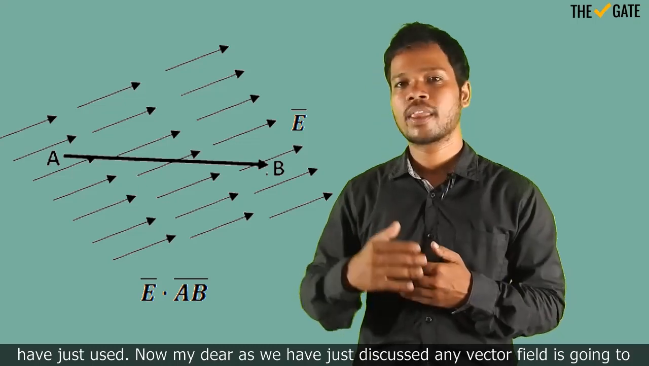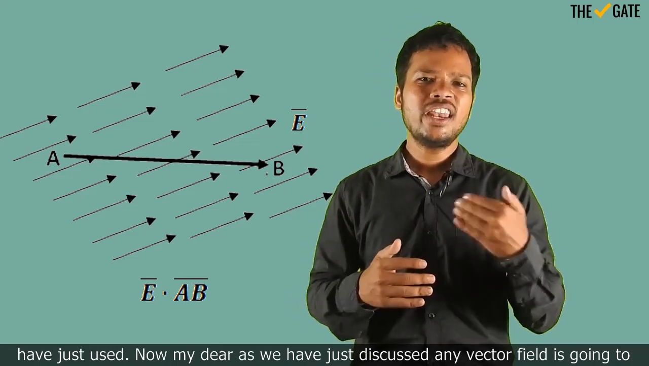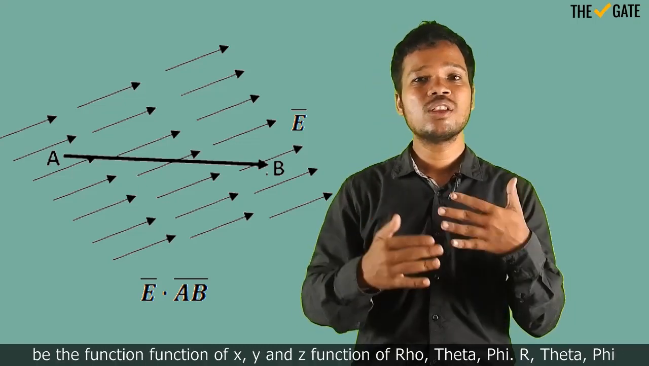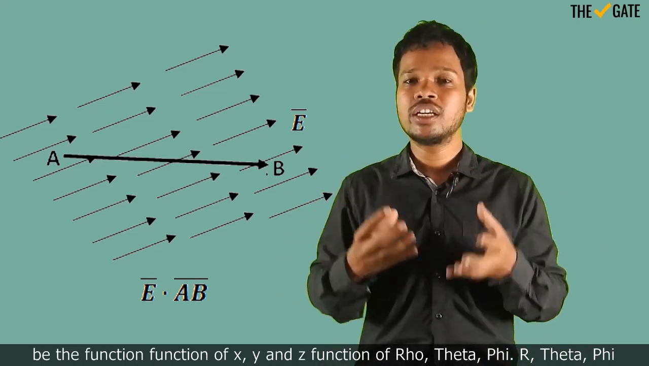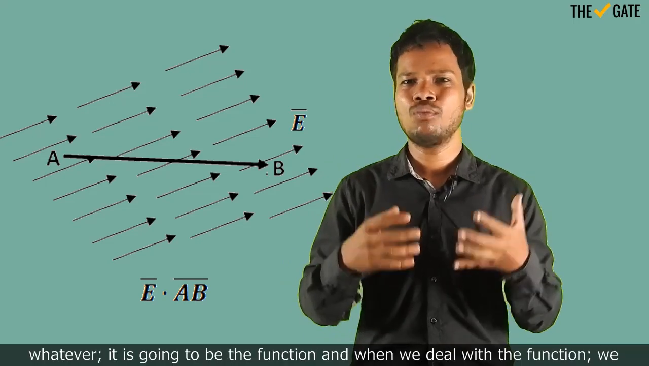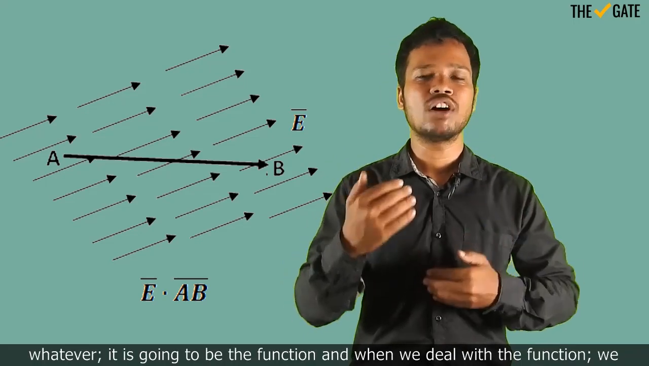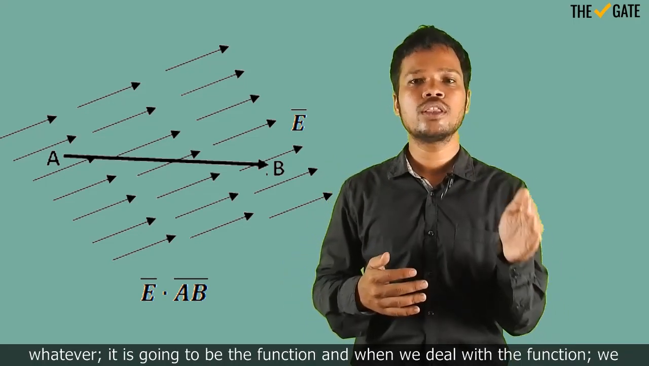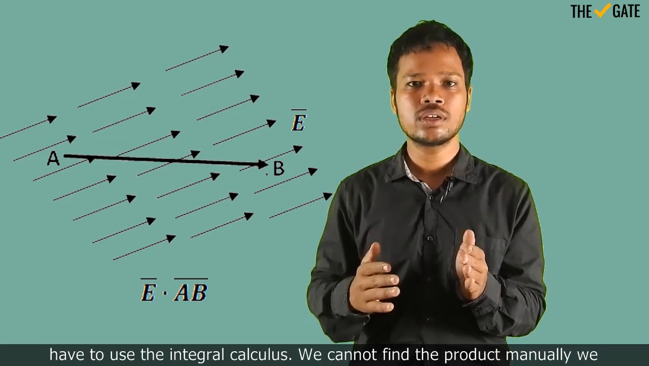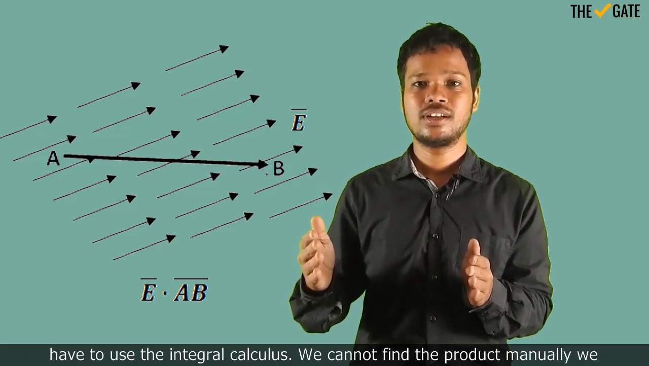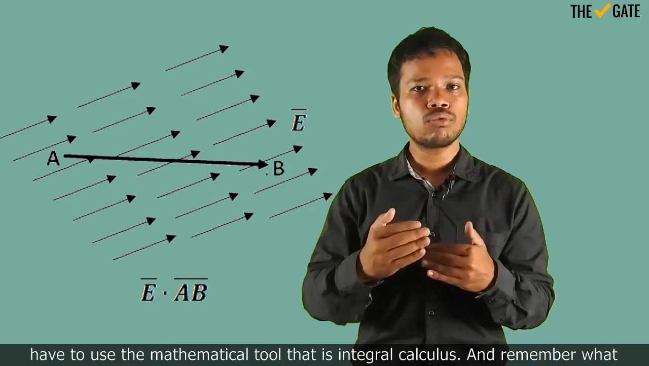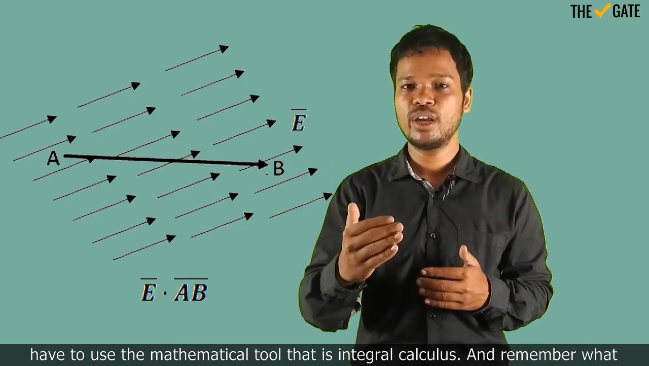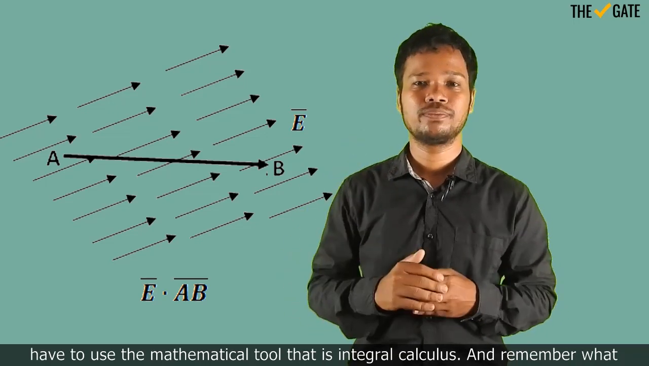Now, my dear, as we have just discussed, any vector field is going to be a function of x, y and z, or a function of rho, theta, phi, or r, theta, phi, whatever. It is going to be a function. And when we deal with a function, we have to use integral calculus. We cannot find the product manually. We have to use the mathematical tool, that is integral calculus.